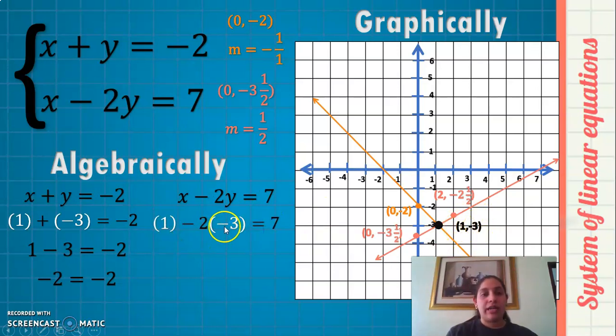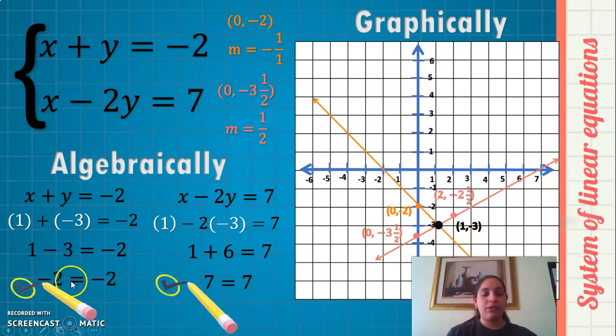1 minus 2 times negative 3 equals 7. Okay, I have 1 minus 2 times negative 3. And I multiply these two numbers. Negative 2 times negative 3 is positive 6. And I have 1 plus 6 equals 7. I add these two numbers, and this way I have 7 equals 7. As you can see, in both cases, my answer is correct. Negative 2 equals negative 2, and 7 equals 7. So this means that my answer is correct.